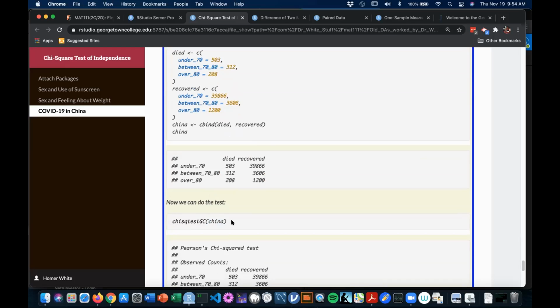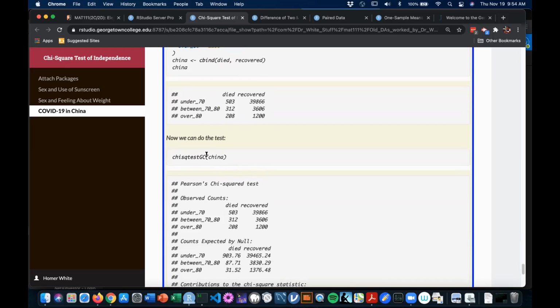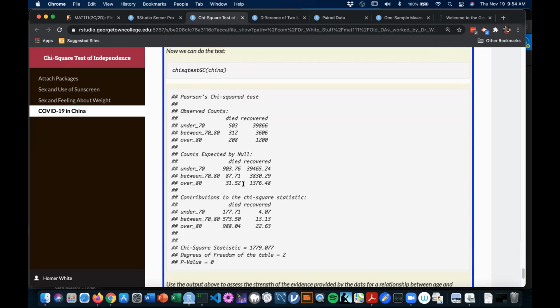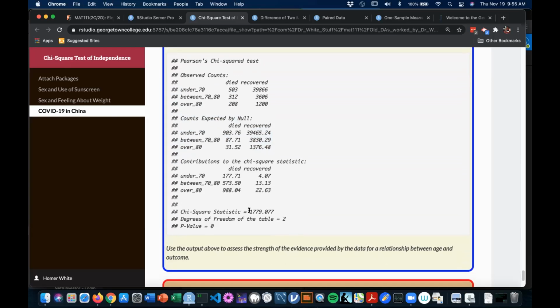So you'll never have to do this for yourself on a final, it would be done for you. But you can actually just put a two-way table into chi-square test GC and it'll work with it. It spits back the table at you, but it also spits back what table you would have expected to see if the null were right. And so you can look for differences, and the differences are huge. The chi-square statistic basically summarizes how huge those differences are.